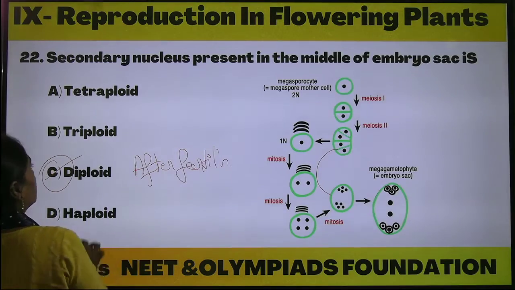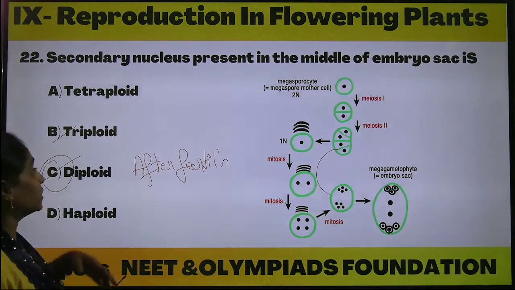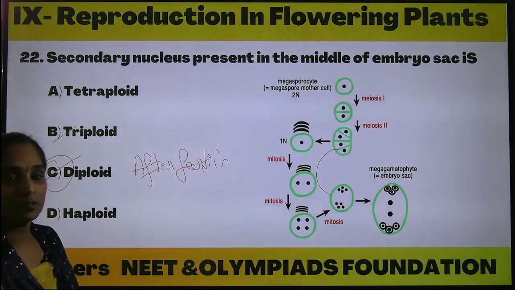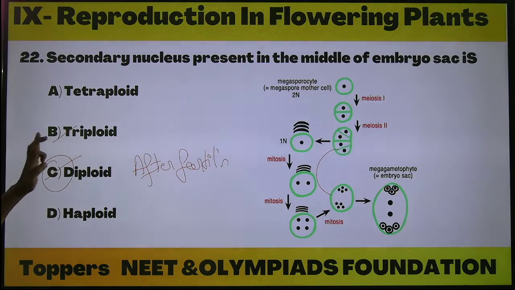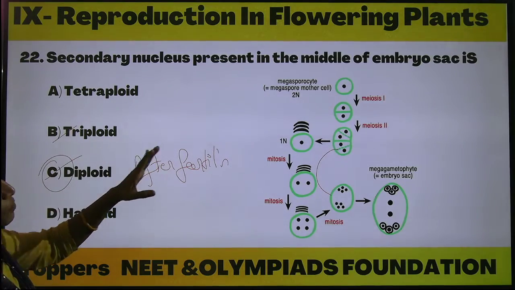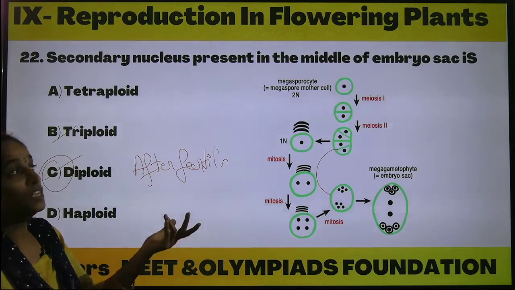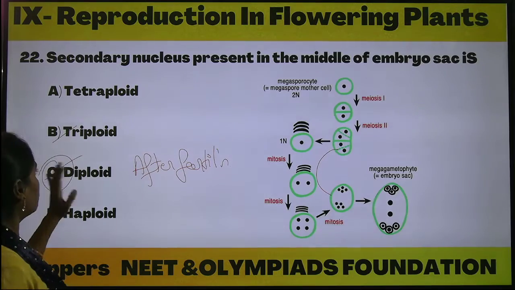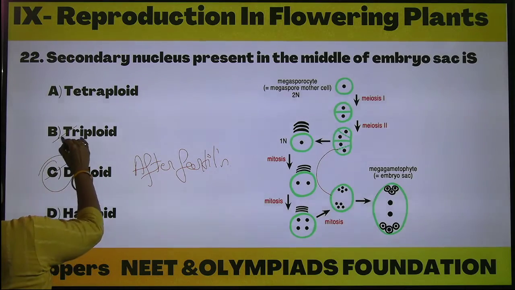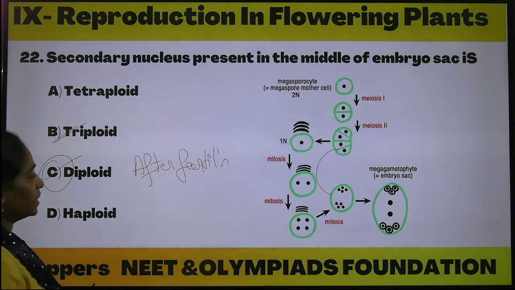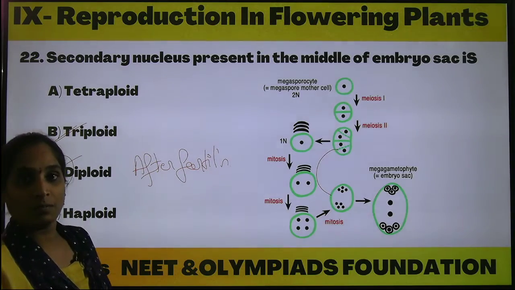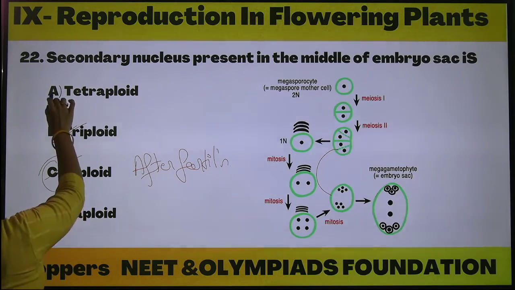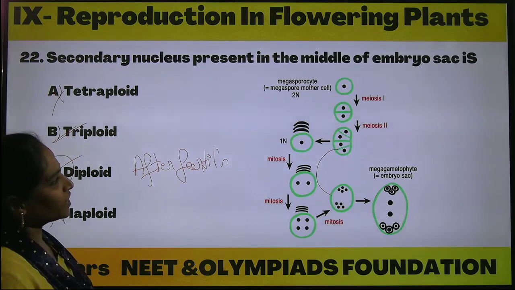After fertilization we can observe it is converting into a triploid. So the correct option is diploid or triploid. Out of these, which one do we need to opt? Let us see here: the secondary nucleus present in the middle of the embryo sac. Before the fertilization, it is in a diploid condition, and after that it is in a triploid condition. So we need to consider option B after fertilization and option C, diploid, before the fertilization. It's not haploid or tetraploid, right? Next.